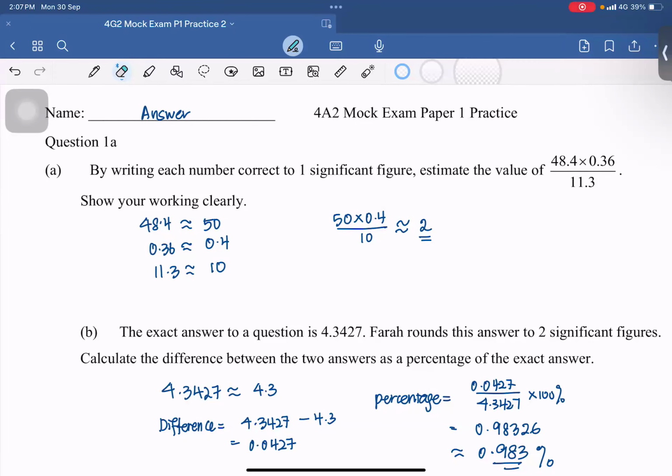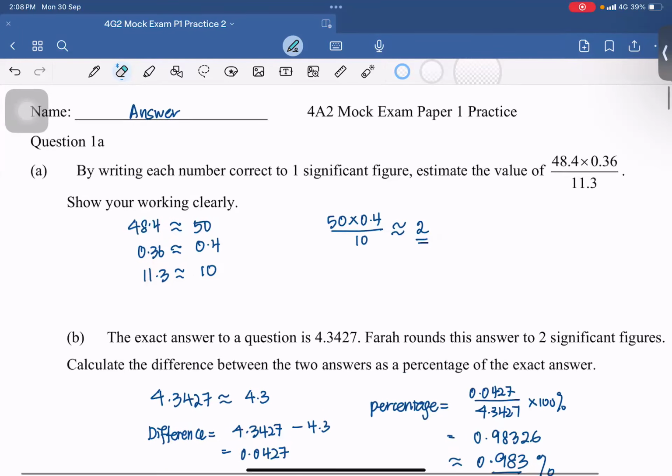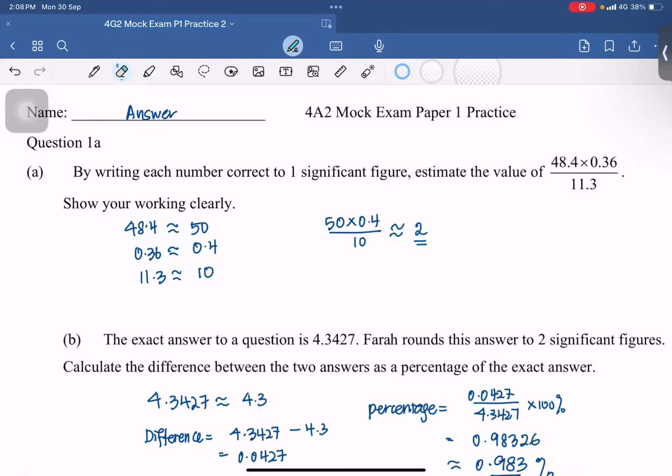Okay, today we are going to look through the 4NA mock exam paper 1 practice for your N-level paper tomorrow. I'll pick out a few more significant questions and basic concepts that you must know.